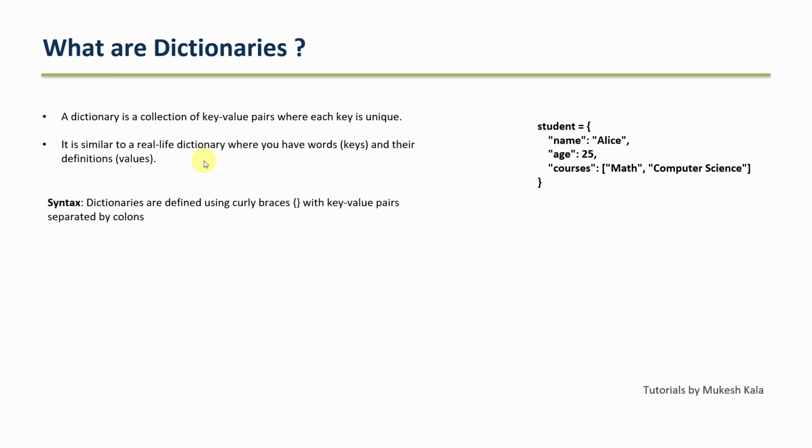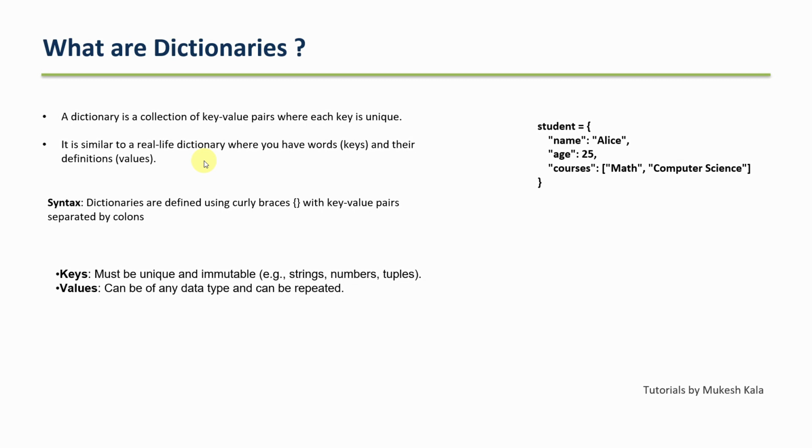Now before we actually go to Python, there are some things you should remember. The key must be unique, which means that in a dictionary you cannot have two duplicate keys. For example, if I have already put name as Alice, I cannot put one more name as Mukesh, because name is a key and the value is Alice. Because the key is unique.